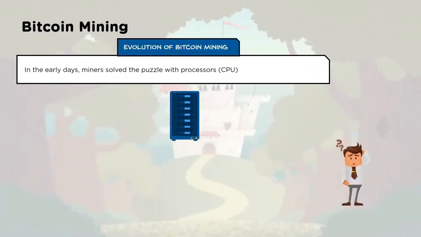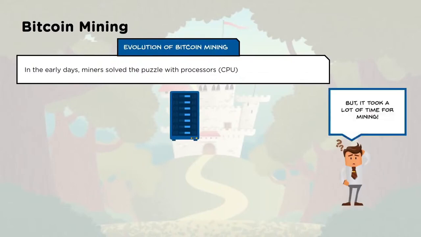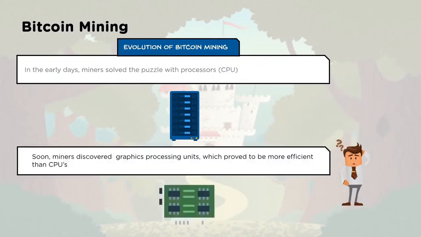Now let's see what are the underlying hardware requirements for Bitcoin mining and how the hardware has evolved. In the early days, miners used to solve the puzzles using regular processors, the central processing units, CPUs. Though the difficulty levels were low, it still used to take a lot of time. Now, as I said, the difficulty level keeps on changing and growing, so the miners also had to increase the processing power. They discovered that graphical processing units, GPUs, proved to be more efficient than regular CPUs.